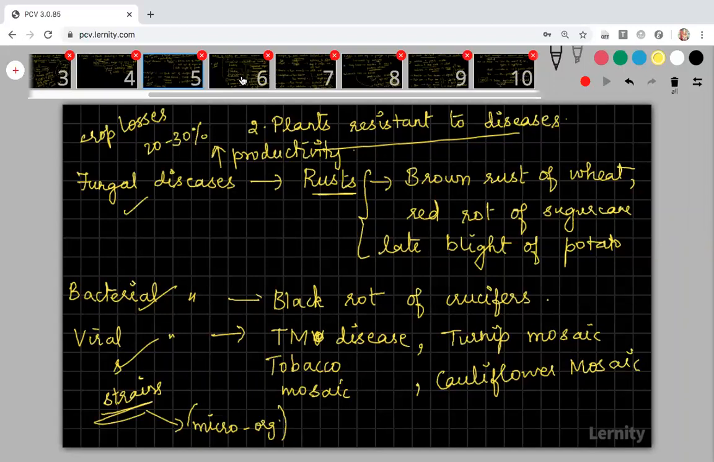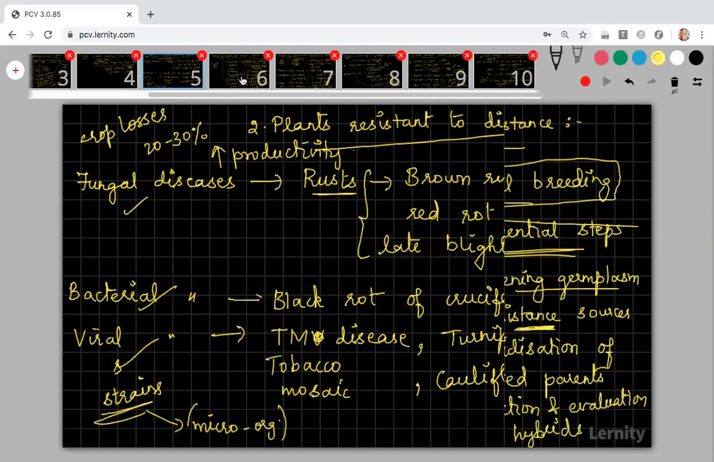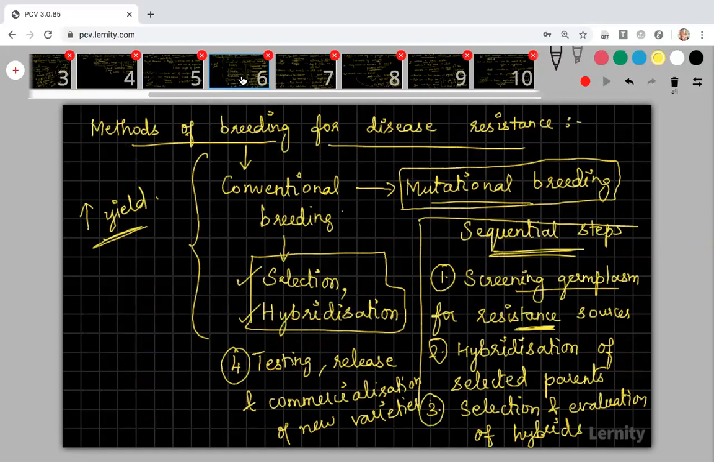The last concept in this chapter we are going to discuss is plant tissue culture. This is the 6th slide. Today I will just give you an introduction about tissue culture, and tomorrow I will finish it and this chapter will be over. I think tomorrow is Thursday, right?